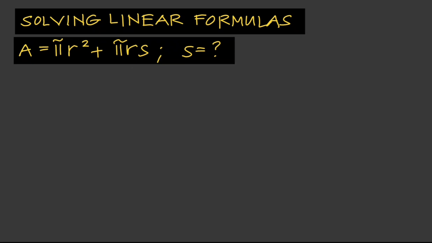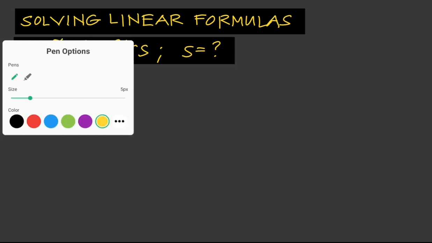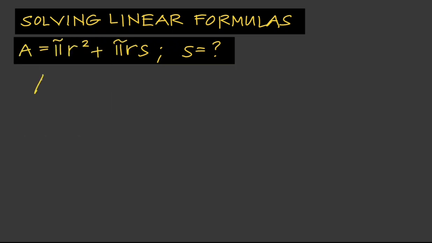So in solving formulas for a variable, we need to focus on the one variable we are trying to solve for. All the others are treated just like numbers. Say, for example, this problem here. So we are given the formula A equals pi r squared. Okay, it will be A equals pi r squared plus pi rs. And we need to solve for s. So how are we going to do that?